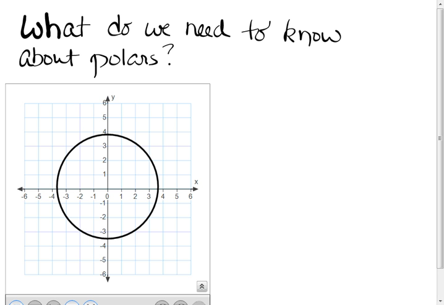Now, I want to talk about what you have to know about polars. Oh, there it is. I firmly believe you'll have at least one of these on the multiple choice if you don't have it elsewhere. So, I want to get to the basics of what you need to know.